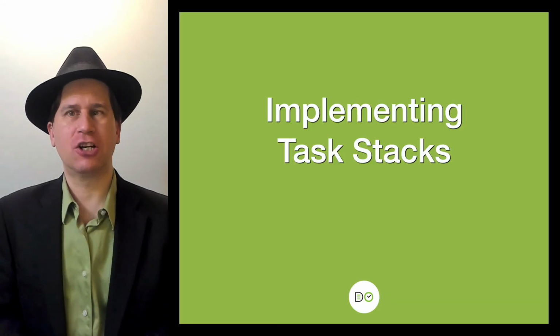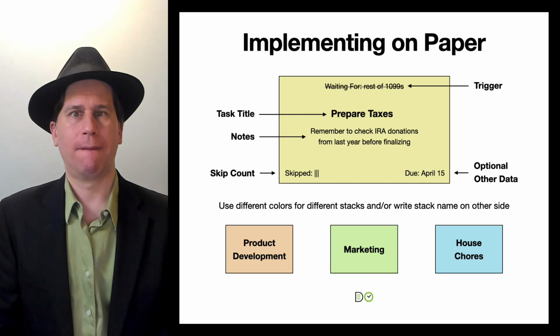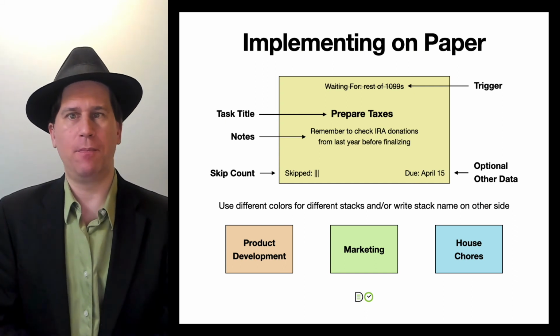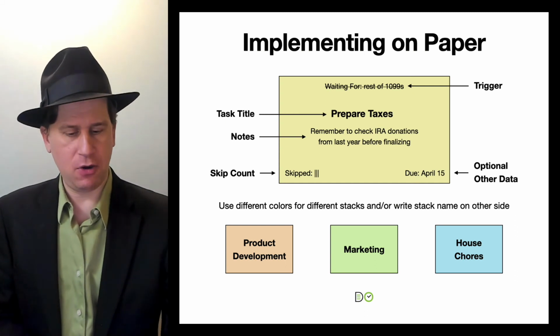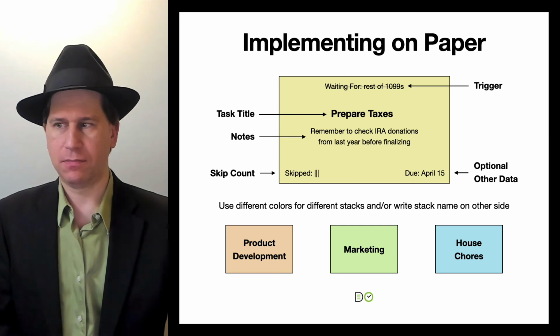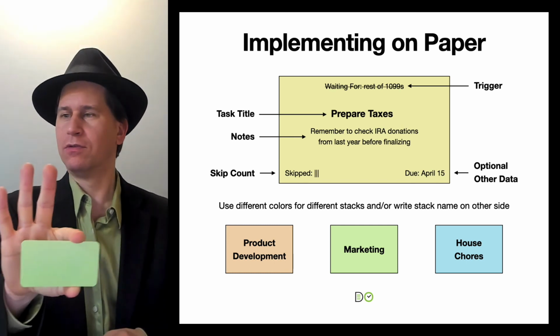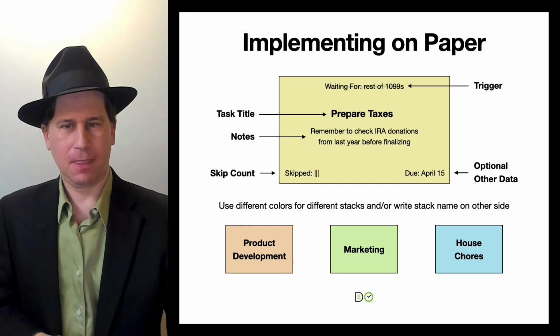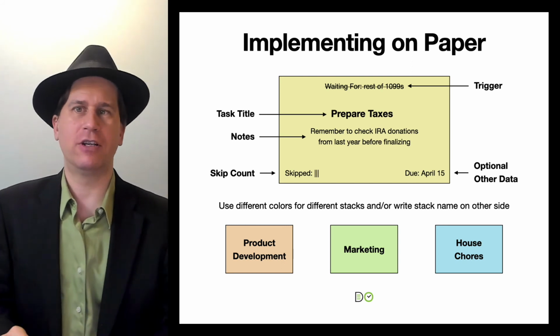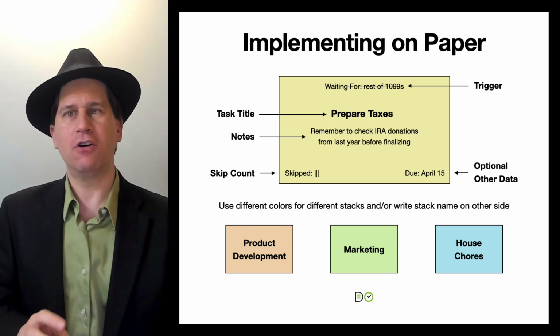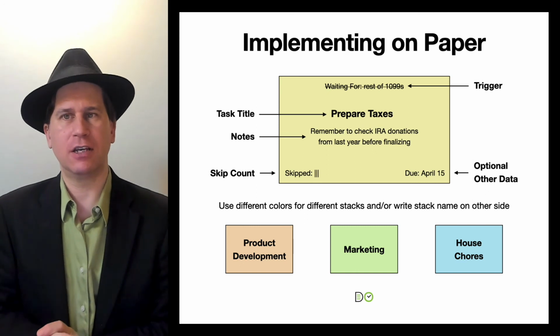So how do we actually implement task stacks? Well, first let me explain it on paper. So say you have one of these nice little cards. There we go. In the middle of the card, write your task title. Underneath that, you can write any notes or descriptions of the task that are going to help you.